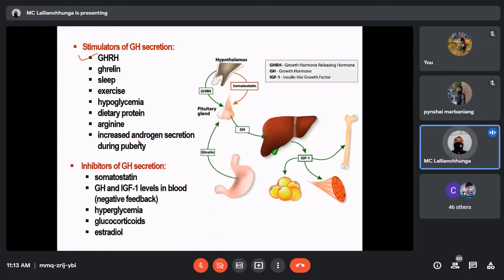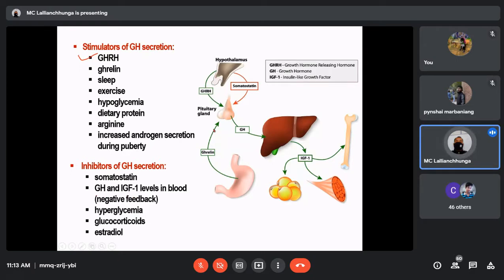Now, what are the inhibitors of growth hormone secretion? You know very well that the first one is somatostatin, which is also coming from the hypothalamus. It will inhibit growth hormone secretion. And number two is growth hormone and IGF-1 levels in the blood. So, the negative feedback mechanism, you already know.